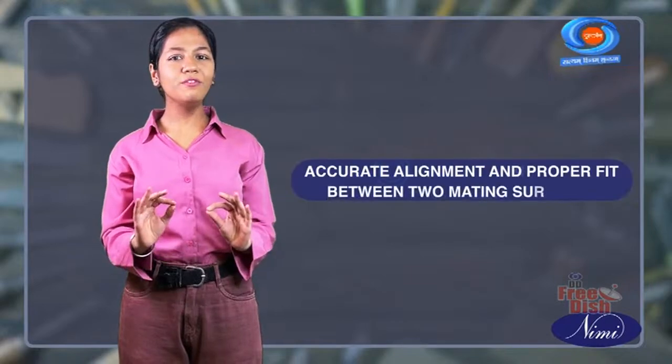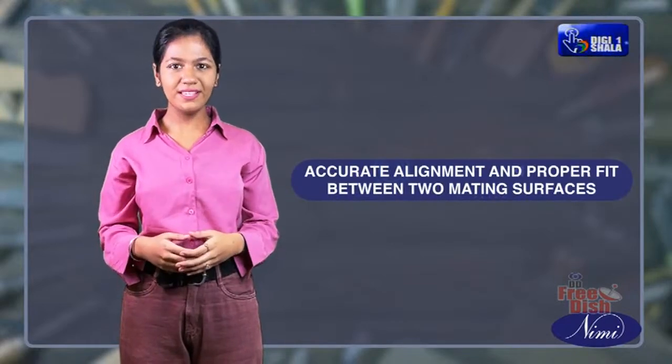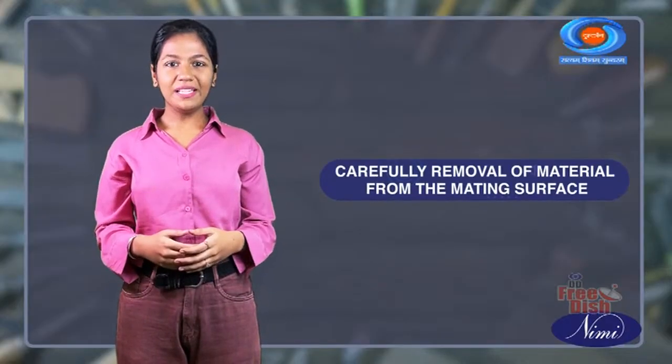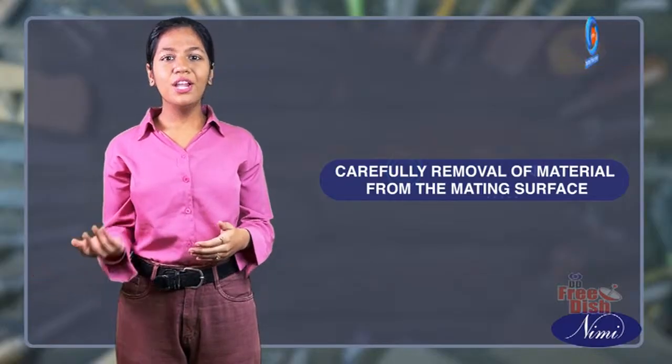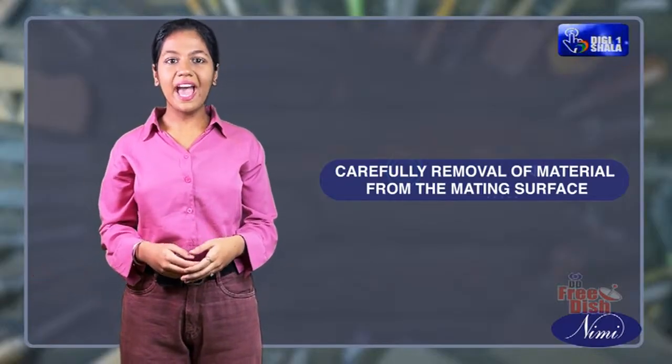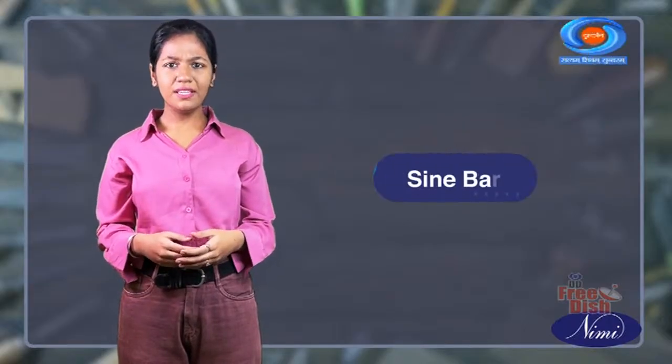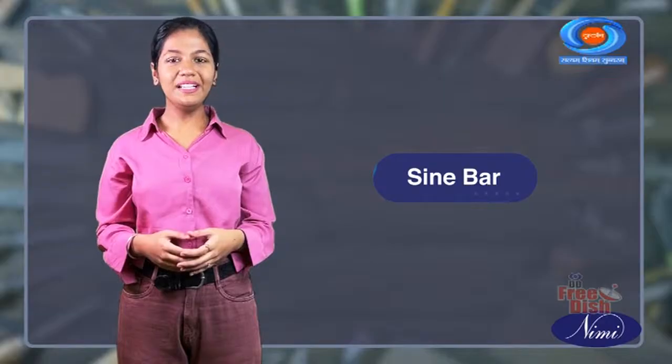Alignment and proper fit between two mating surfaces in angular contact applications. The process involves carefully removing material from the mating surface to achieve the desired angle and surface finish. To check the angle of the mating surface, a sine bar is commonly used.